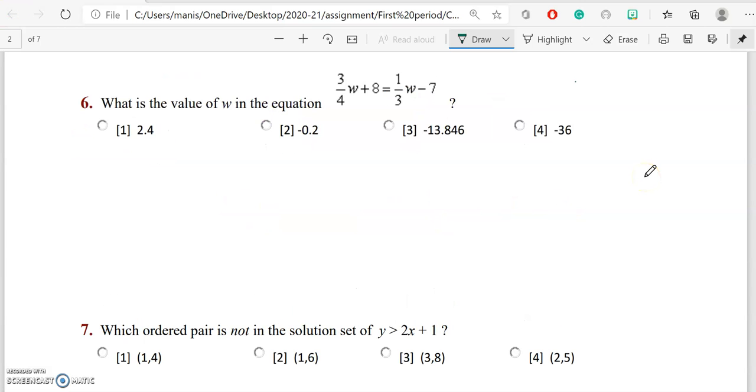Question number 6. What is the value of y in the equation 3 over 4 w plus 8 is equal to 1 over 3 w minus 7? So this is an example of equations having variables on both the sides. It means this w is over here, and w is over here, minus 7.